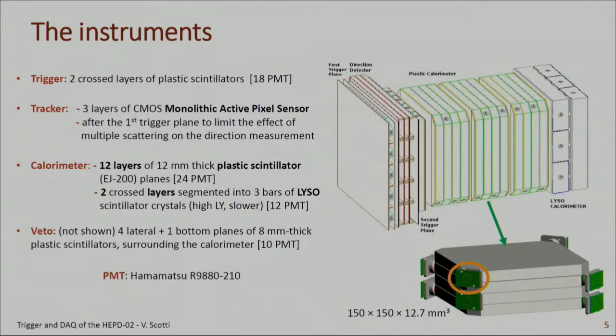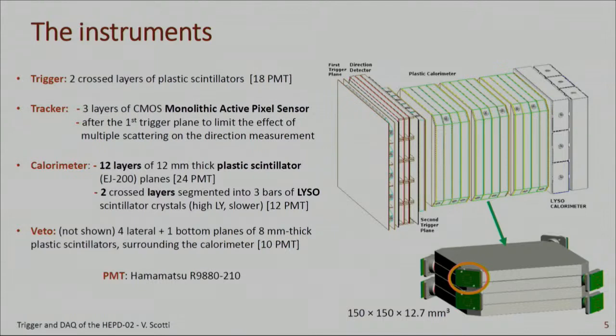The instrument is actually composed of several sub-detectors. The first one is a trigger, which is composed of 2 crossed layers of segmented plastic scintillators. Then we have a tracker, which is sandwiched between the 2 layers of trigger. This is followed by the calorimeter, composed of 12 layers of plastic scintillator and completed by a LYSO, which has a higher light yield, and so it allows us to extend the range.